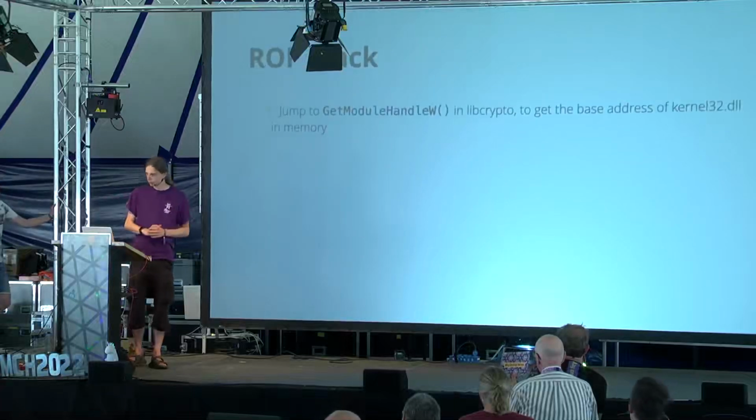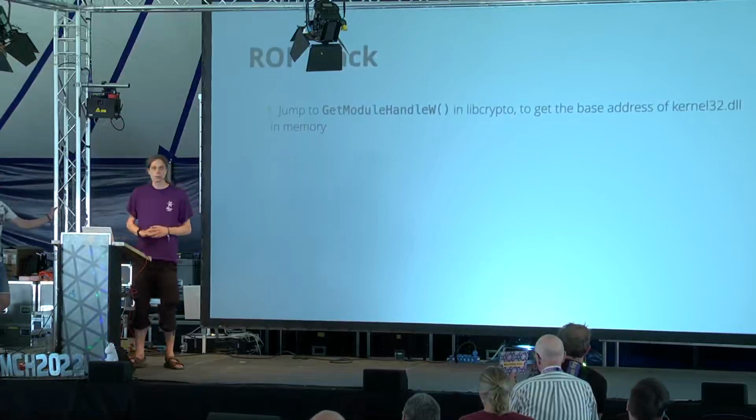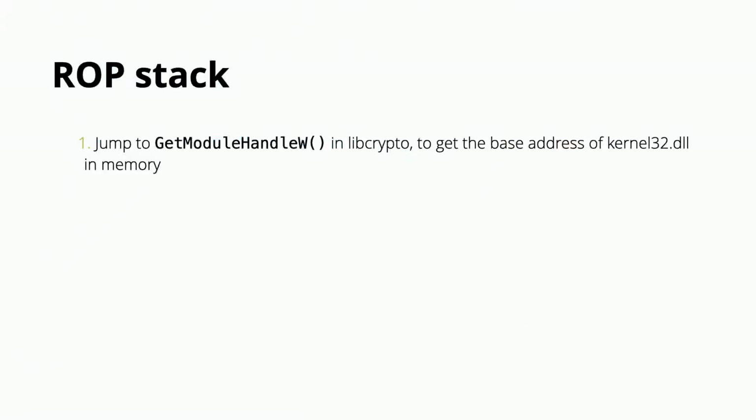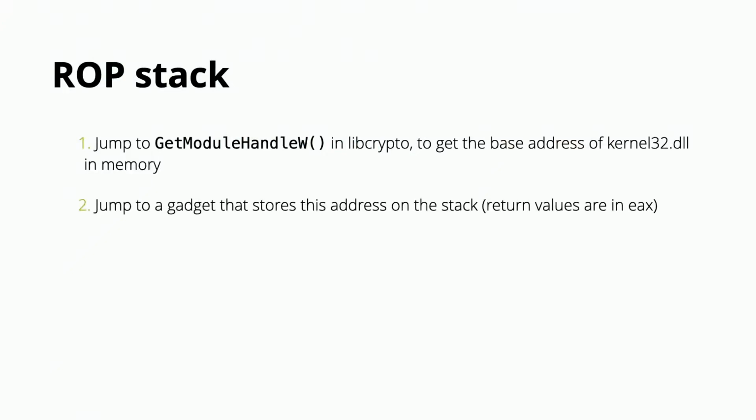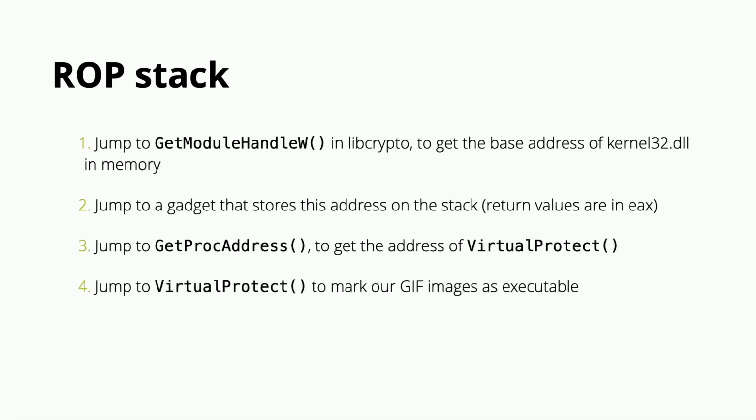Yeah, there was also a bit of difficulty with that because we didn't have the function that we needed, but luckily we had a function that you could use to look up dynamically the address of that function. So we had GetModuleHandle. We could look where kernel32 was in memory. We could store that and then get the address of VirtualProtect. This is the function that you could use to make our code executable. And then we could call it to make the Giphy executable and then jump to it to start executing it.